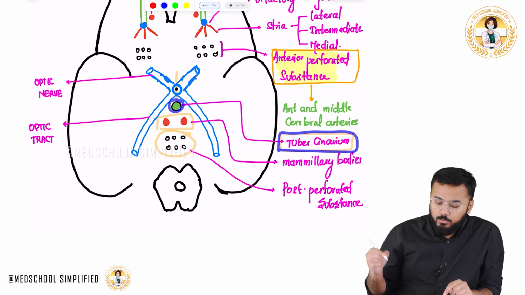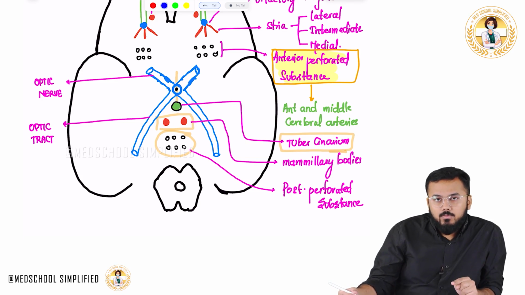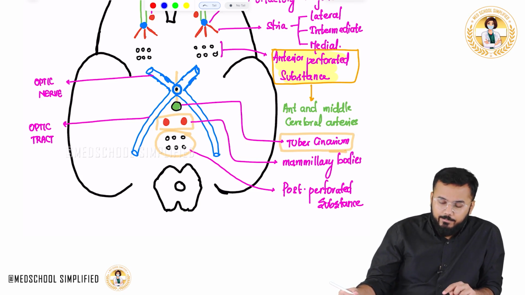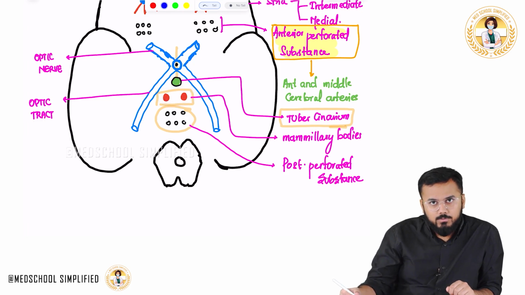This is called the tuber cinereum. Just remember these things. Optic chiasm, behind the optic chiasm what do we have? Tuber cinereum. Behind the tuber cinereum what do we have? We have two mammillary bodies.